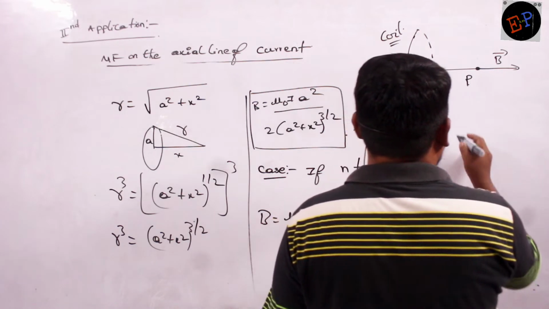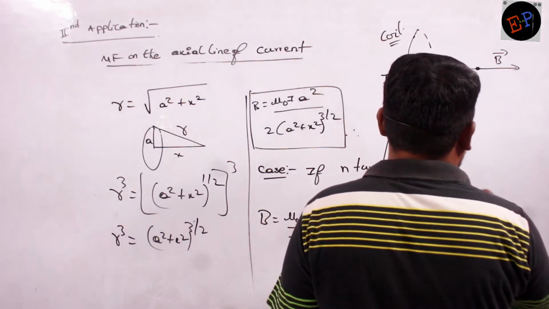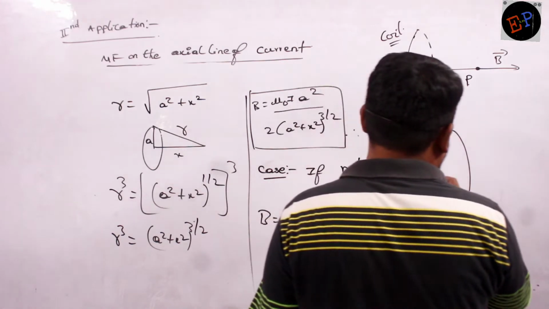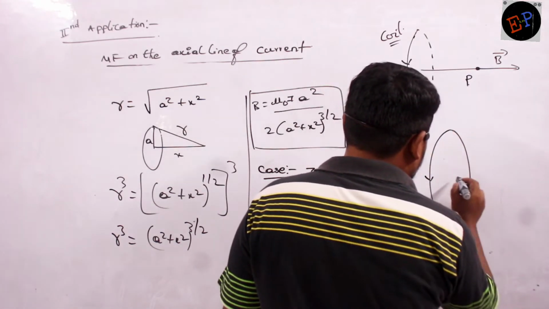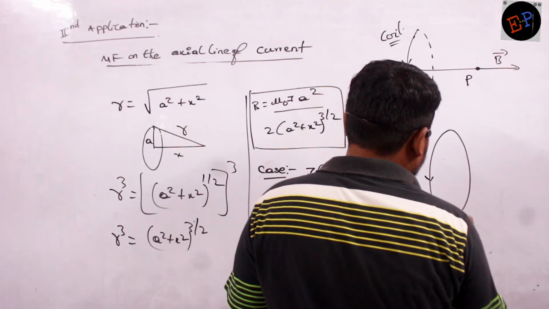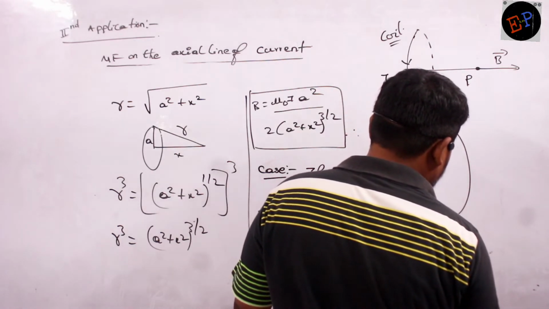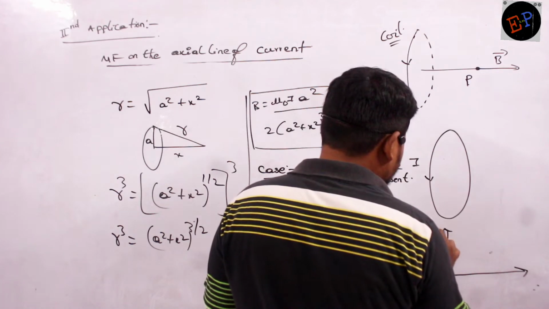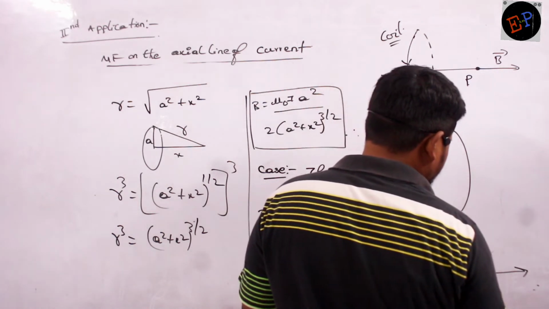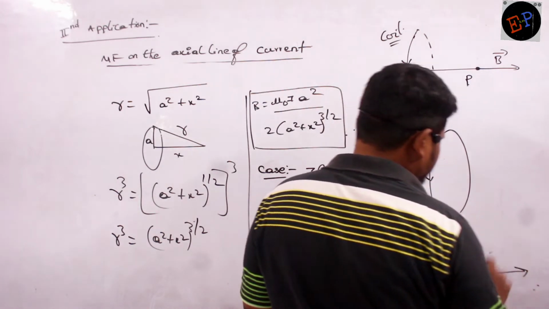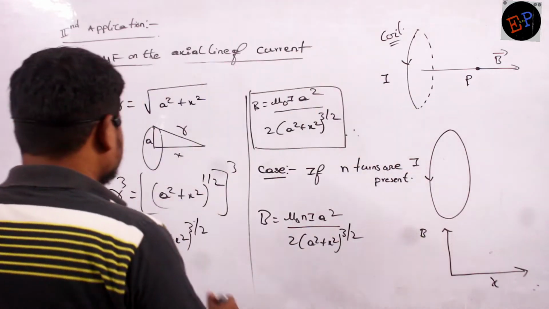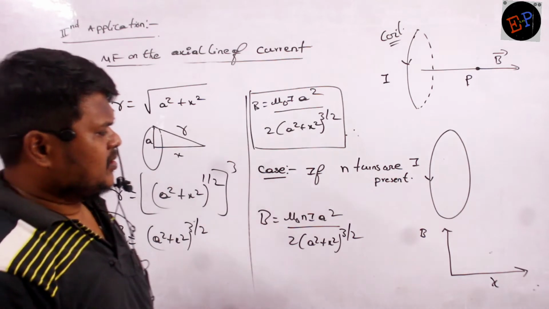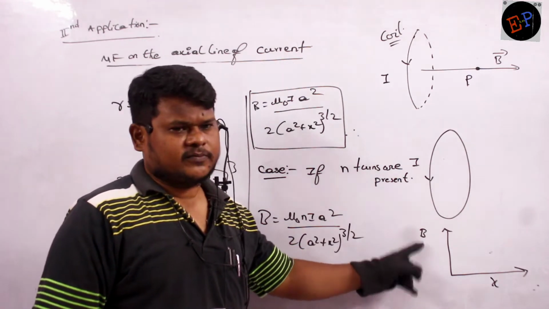Okay, so consider this is a coil, and this is the direction of current. If I draw this graph, what is this graph? On y-axis I will take strength of magnetic field, and here I will take a distance x. Distance x is measured from the center of the coil only, no? Clear, no?